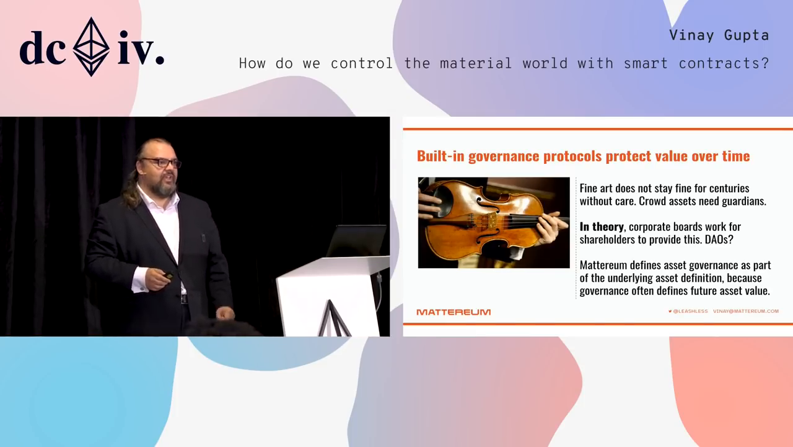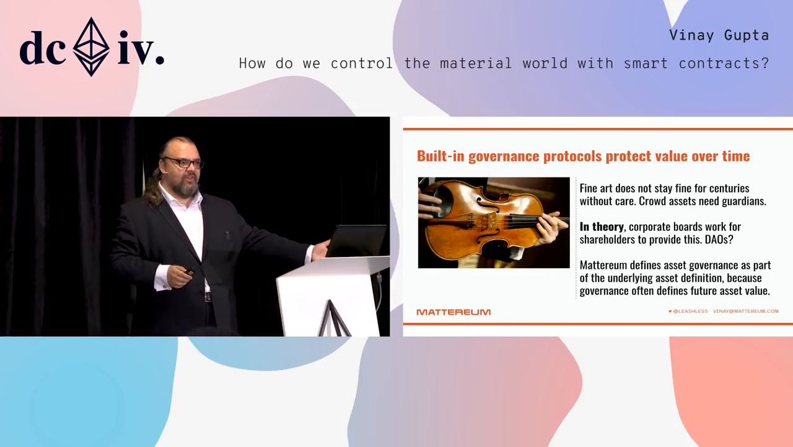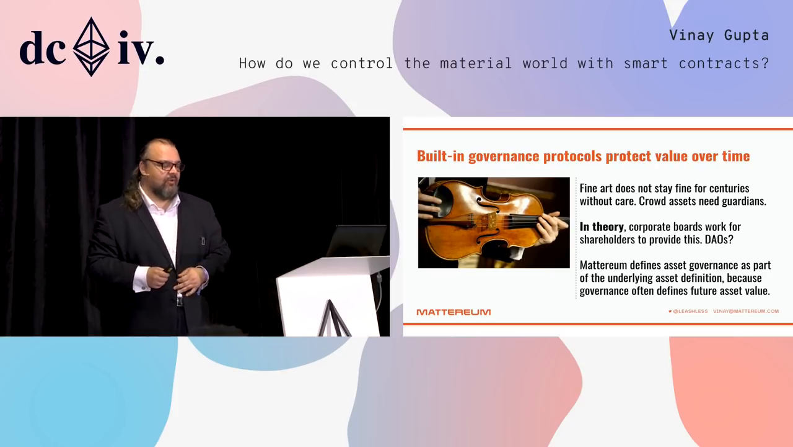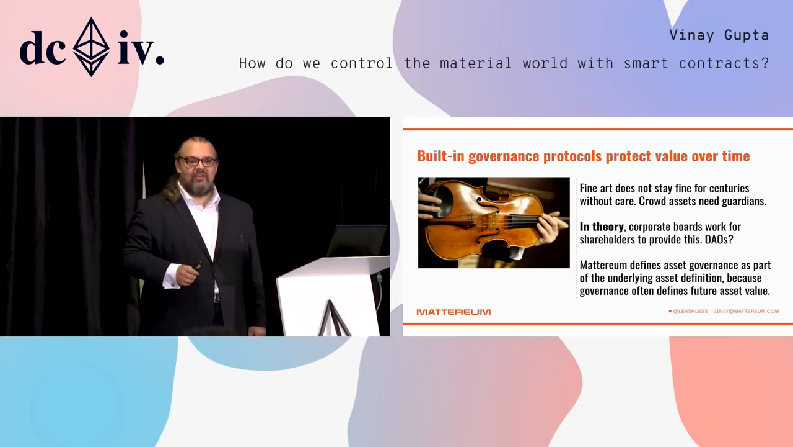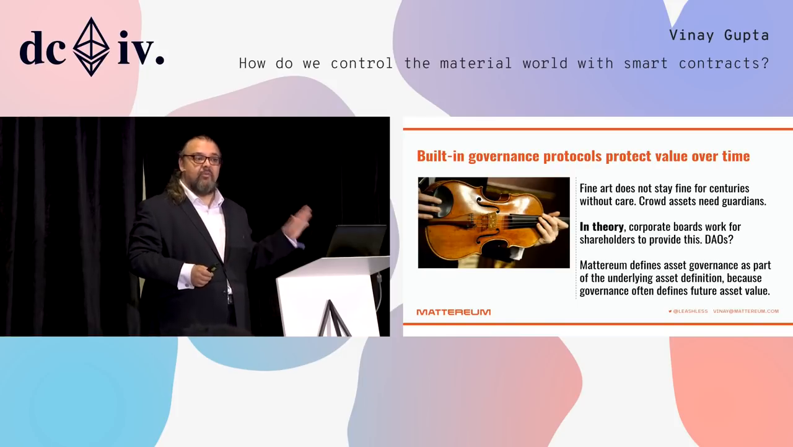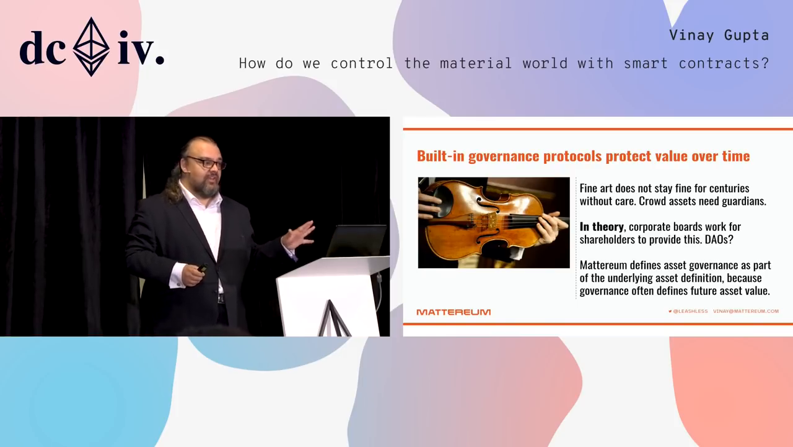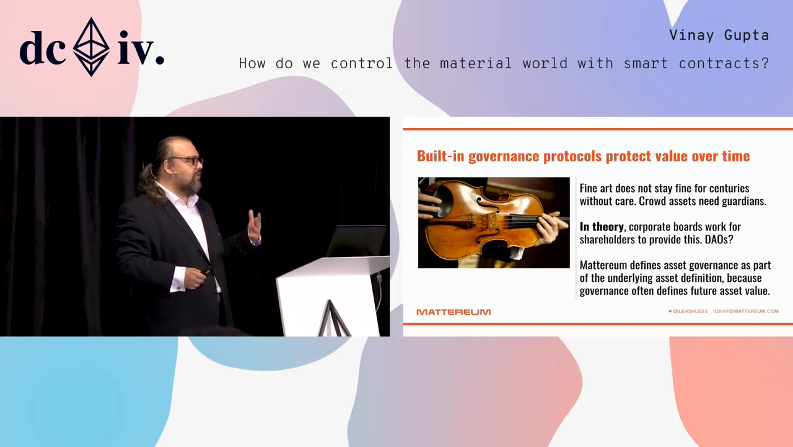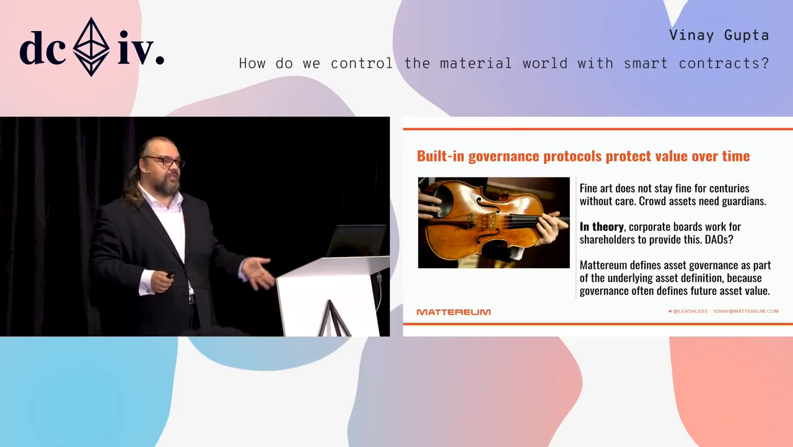Governance protocols. If we take something like a Stradivarius violin, and we very nearly had one with us today, but we hit some logistical problems. You need to protect the thing's value because it's hundreds of years old, which means you need to be in a position where it's properly maintained and cared for. If it needs a replacement of one of the parts which wears out with play, you need to make sure that it's done by a proper person. Who's going to decide it's a proper person?